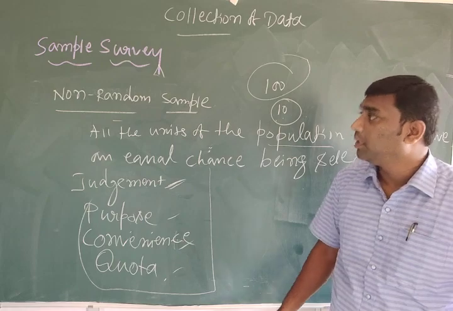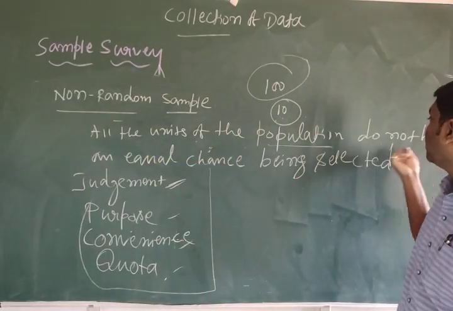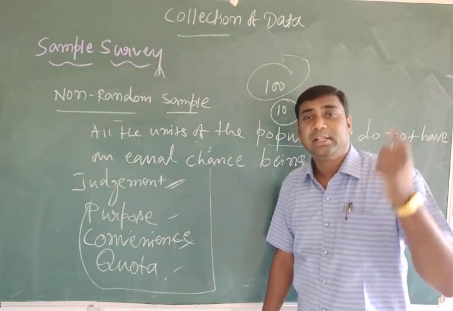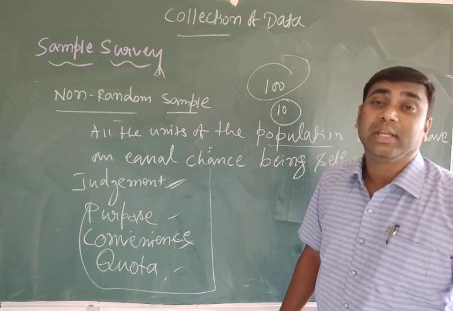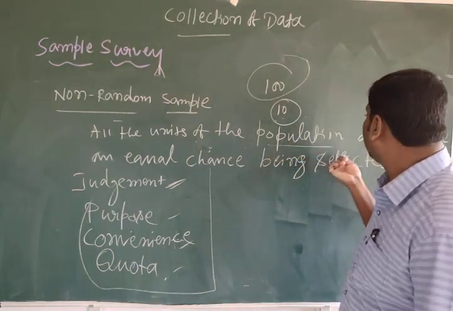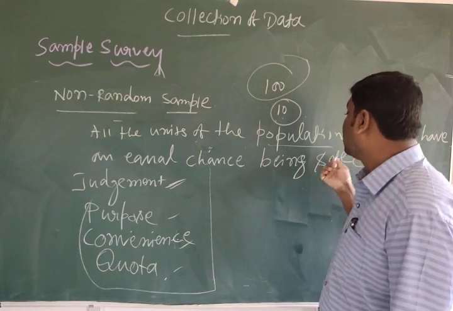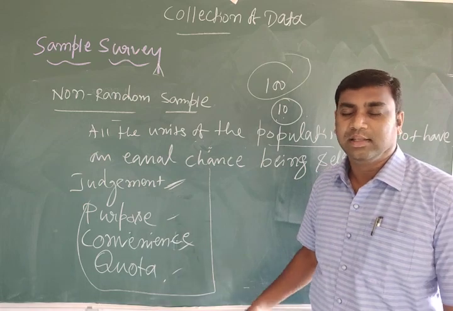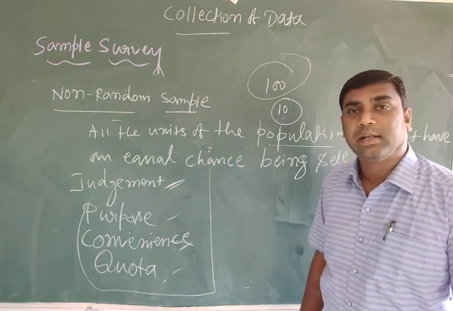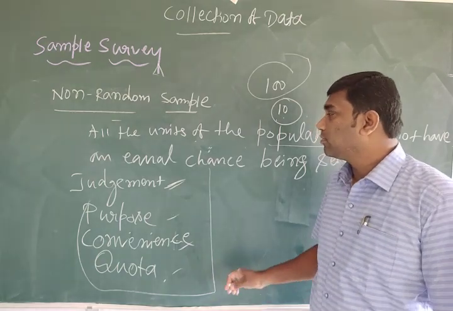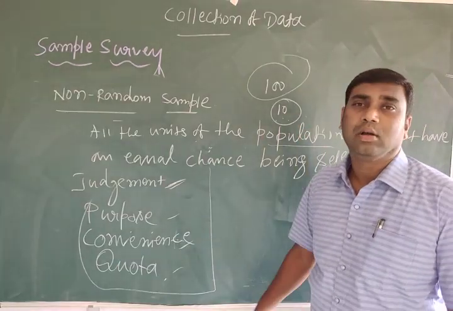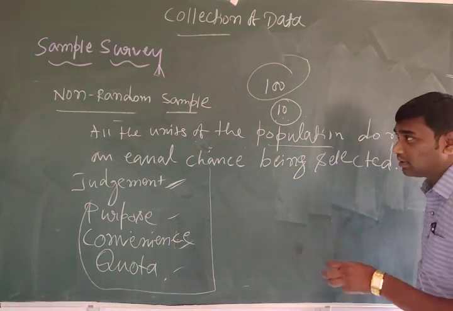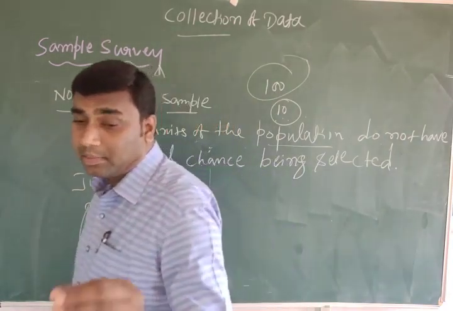Under the non-random sample, all the units of the population do not have an equal chance, but under the random sample they definitely have an equal chance of being selected. No guarantee, there may be a chance but not an equal chance, whereas in random sampling it is equal. So here we have to select 10 out of 100. This is called a non-random sample. So this is random sample and also non-random sample.